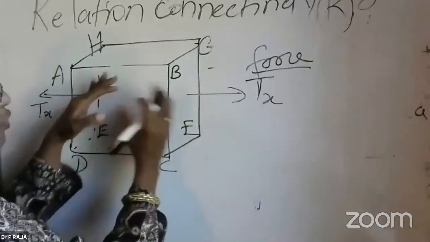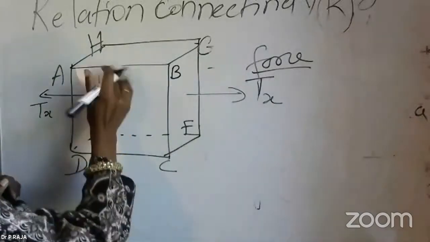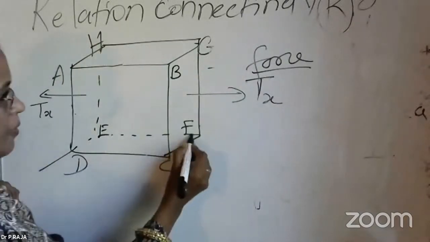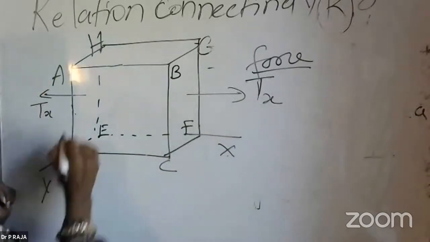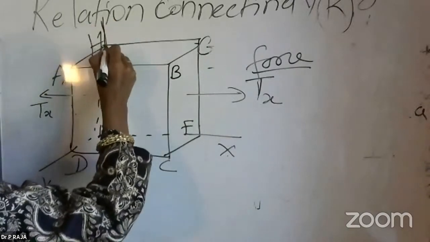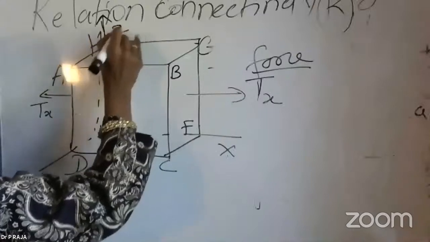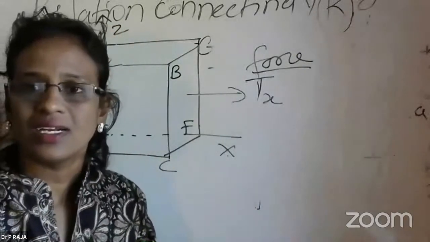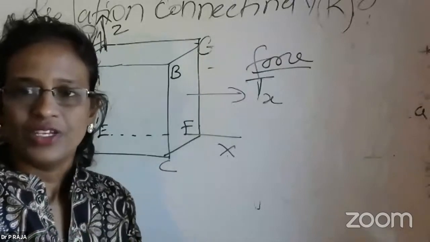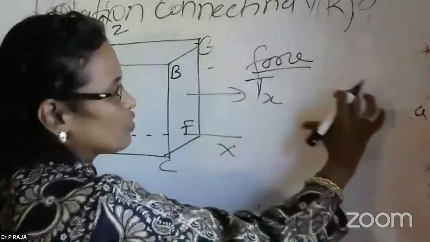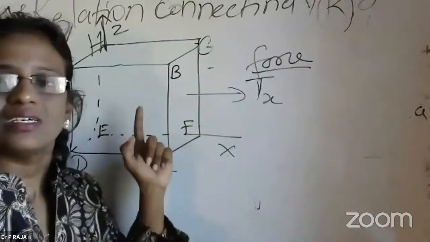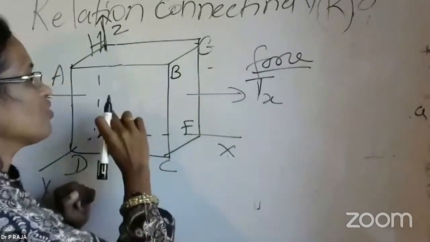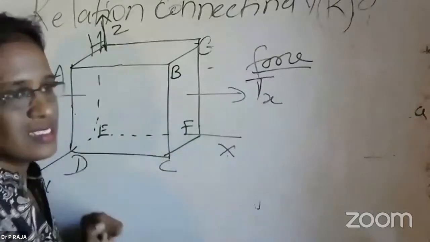Okay, Tx is a force that is acting along one side. Now, what will happen to the y and the z direction? This is the x direction, y direction, and the z direction. In the z direction and in the y direction, automatically there will be a contraction taking place. If you are giving a force along the x direction, then there will be a contraction happening along the y and the z direction.